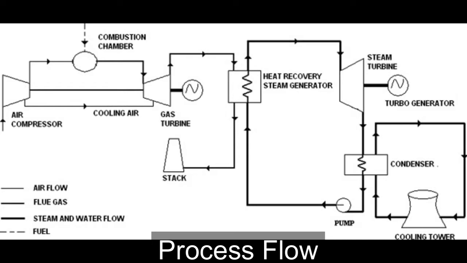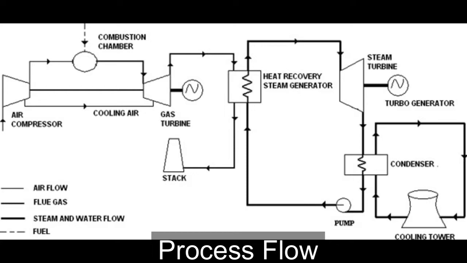And in this flow, we can see here it goes through a compressor and going to cooling air, and also goes through to the gas turbine. And at the gas turbine, they will divide into two. Some of it goes to heat recovery and steam, or we call it steam generator, and some of it will go to the stack.